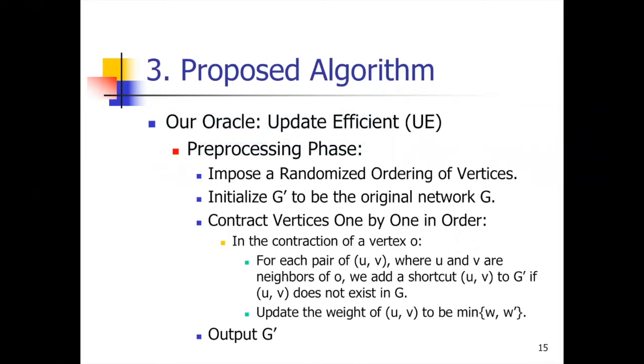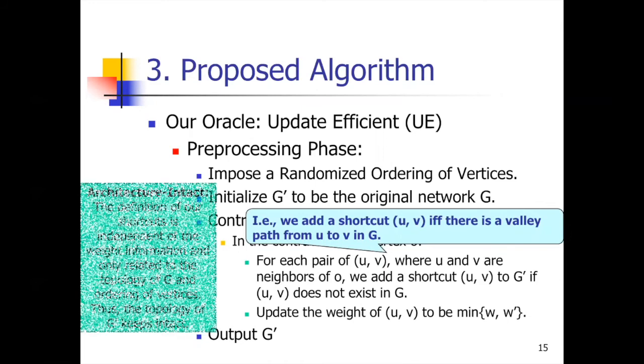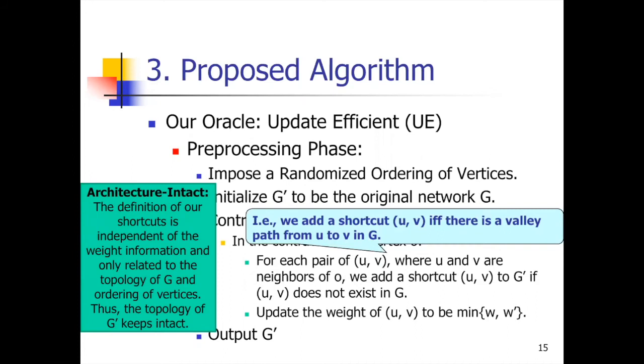And then it initializes G prime to be the original network G, and contracts vertices one by one in order. In the contraction of vertex O, for each pair U, V, where U and V are neighbors of O, we add a shortcut UV to G prime if UV does not exist in G. In other words, we add a shortcut UV if and only if there is a valid path from U to V in G. By doing so, we assure that our UE satisfies the architecture intact property, since the definition of our shortcuts is independent of the weight information and only related to the topology of G and the ordering of vertices. Thus, the topology of G prime keeps intact.